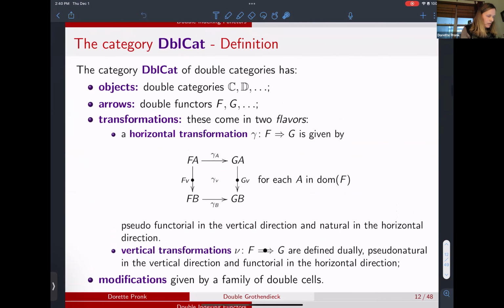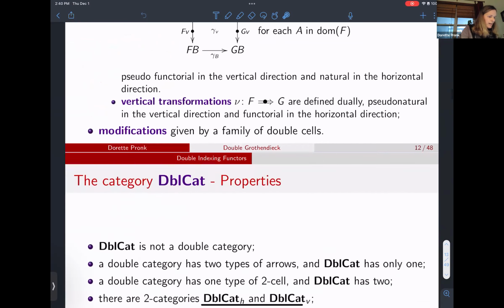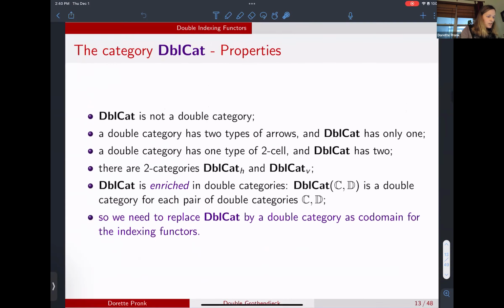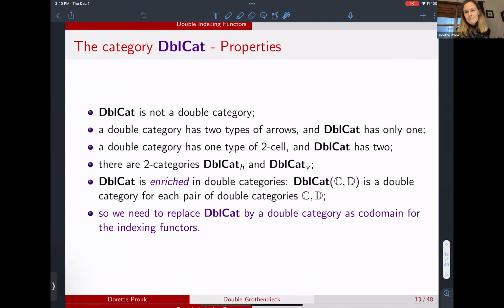So now I'm coming to a slide where I want to indicate that we have a problem when we want to think about indexed double categories. DoubleCat itself has objects, arrows, one flavor only, double functors, with transformations in two flavors, horizontally and vertically, and with modifications. So DoubleCat itself is not a double category.